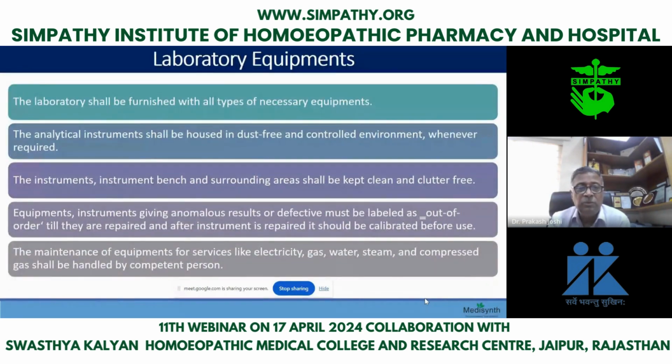Laboratory equipment shall be furnished with all types of necessary equipment. The analytical instruments shall be housed in a dust-free, controlled environment. You can see the instruments, the bench surrounding them, the equipment giving the analysis. Maintenance of equipment is very important.